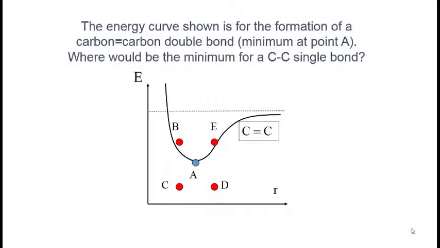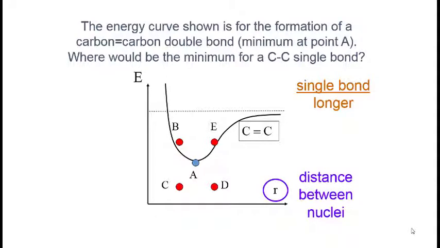The picture in the second problem shows the energy curve for the formation of a carbon-carbon double bond with a minimum at point A. If we want to know where the minimum is for a single bond, we need to understand what the plot is showing and how a single bond is different from a double bond. First, a single bond should be longer. The x-axis, labeled r, gives the distance between the nuclei. Since the single bond should be longer, its minimum should be at a larger value. So points D and E would be possibilities, and we can eliminate B and C.